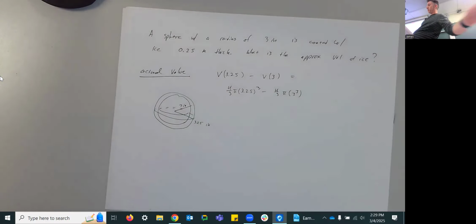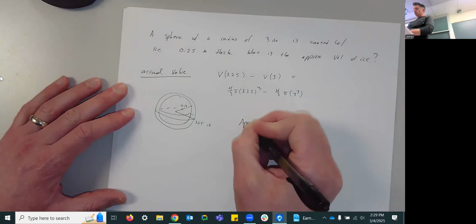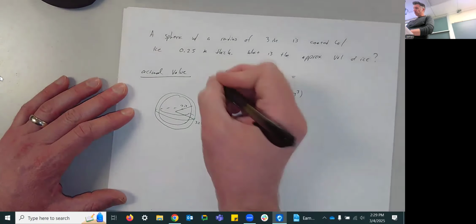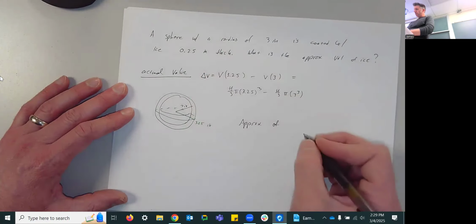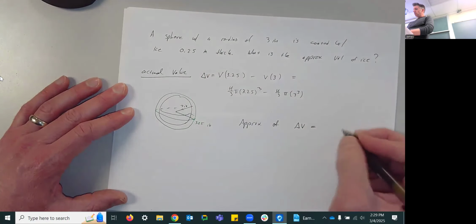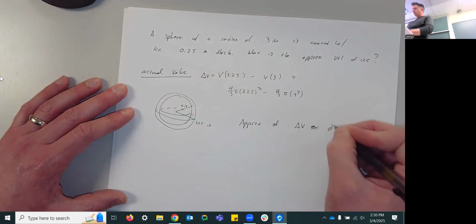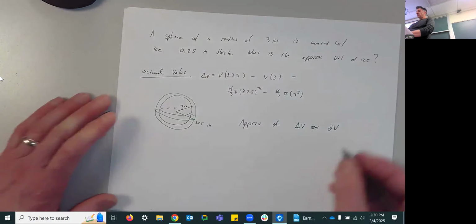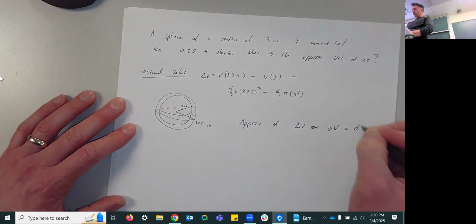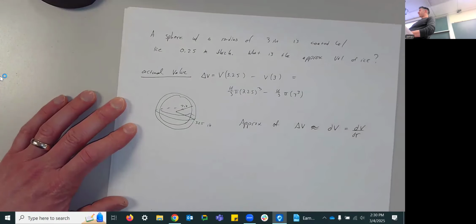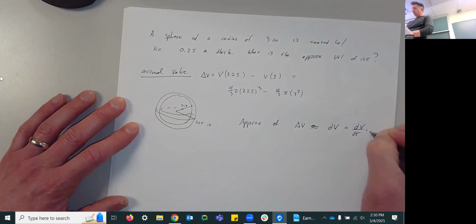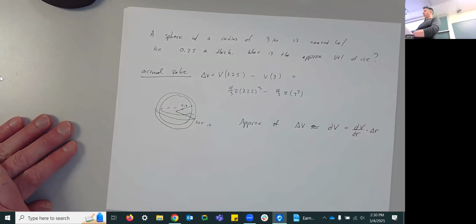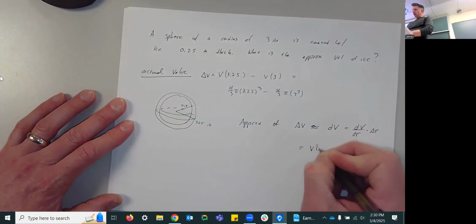So the way we do this is you say, great, it's going to be the derivative multiplied by how much input change there is. So our approximation of the change in volume is going to be approximately what we call the differential dV. And the way you find dV, the differential, is you take your derivative and you multiply it by the change in R. Or maybe more nicely written, V prime of R times delta R.